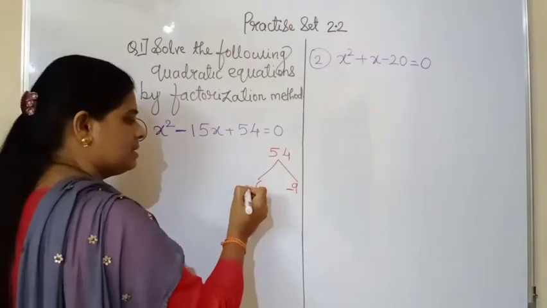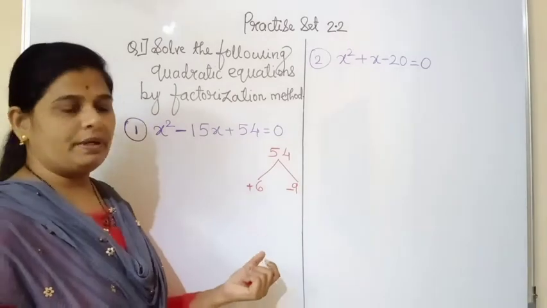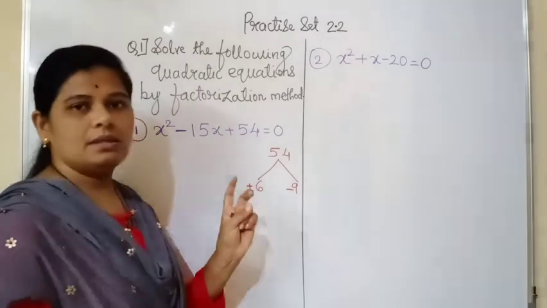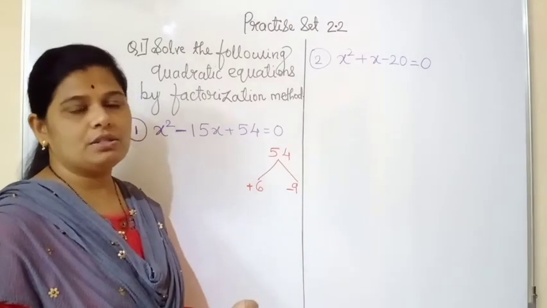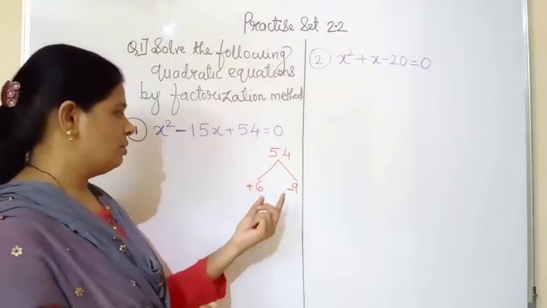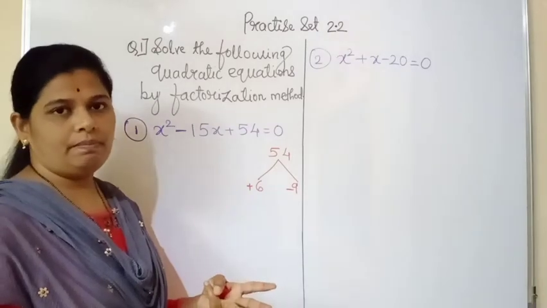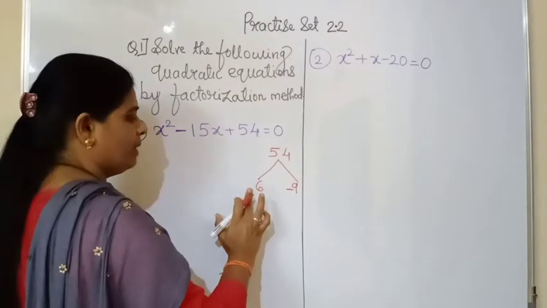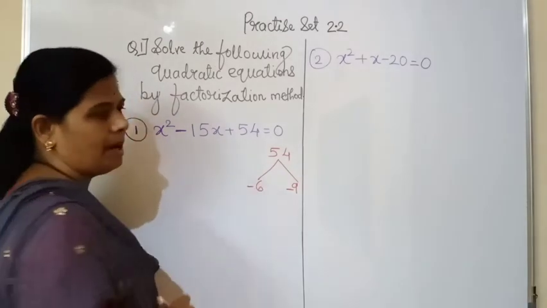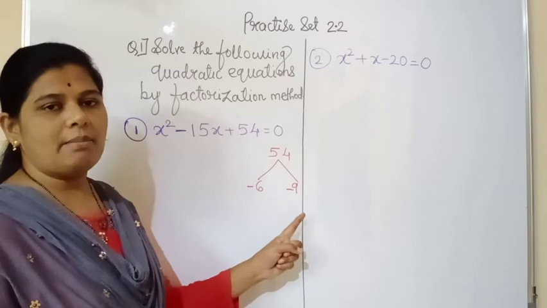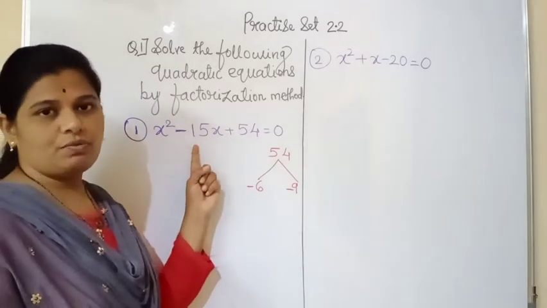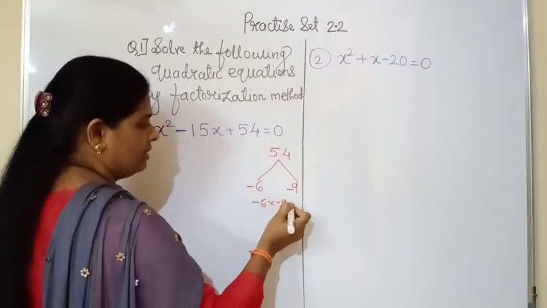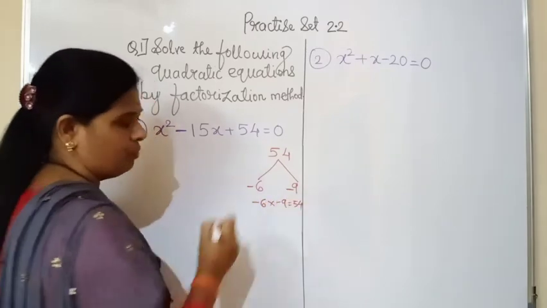If I make it plus 6 here, then what will happen? Minus 9 plus 6. It means what? Plus and minus, plus into minus will give you minus. It means that we have to subtract. So 9 minus 6 will be 3. But we want 15 here, we want to add, so instead of the plus sign I will give a minus sign. So minus 6 and minus 9 will give you minus 15. And minus 6 into minus 9 will give you plus 54.